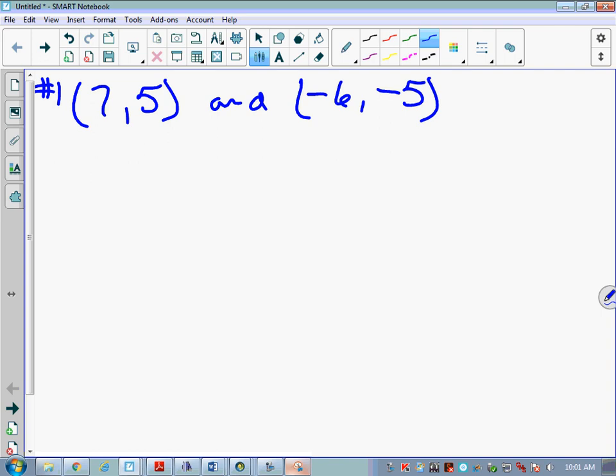Okay. We should have 2 methods for finding this solution, right? Okay, what's solution number 1? Distance formula, okay? Somebody tell me what the distance formula is. Go ahead.